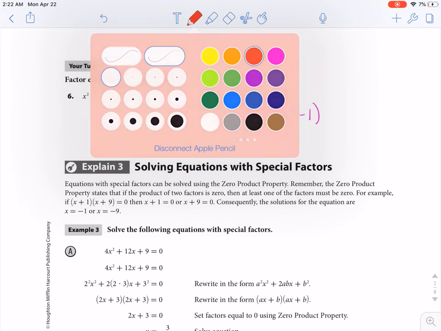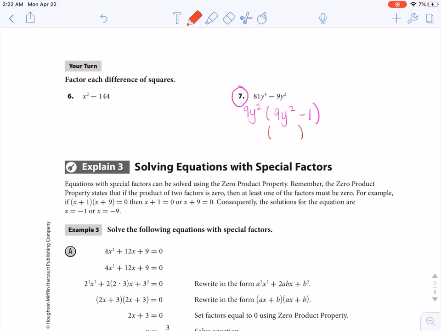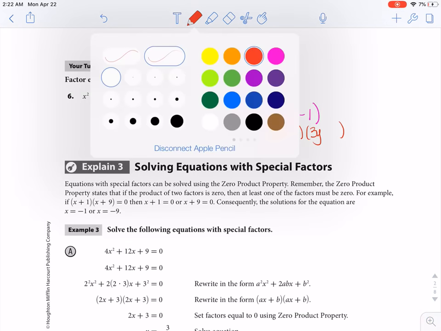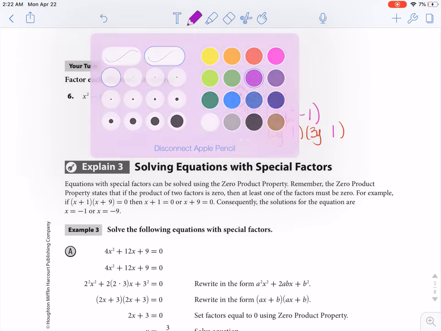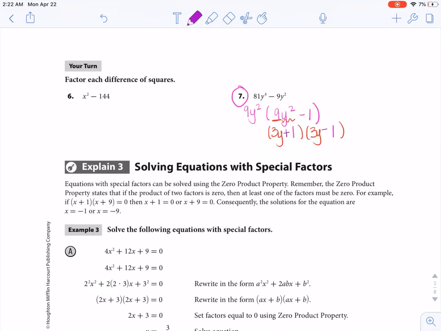I am going to break this down even further. If I'm looking at this 9, I'm going to need 3 and 3. And of course I have y because I have y squared. And my perfect square of 1 is going to be 1 and 1. Then I am going to have opposite signs. And I still have this 9y squared out in the front. So this would be our final answer.